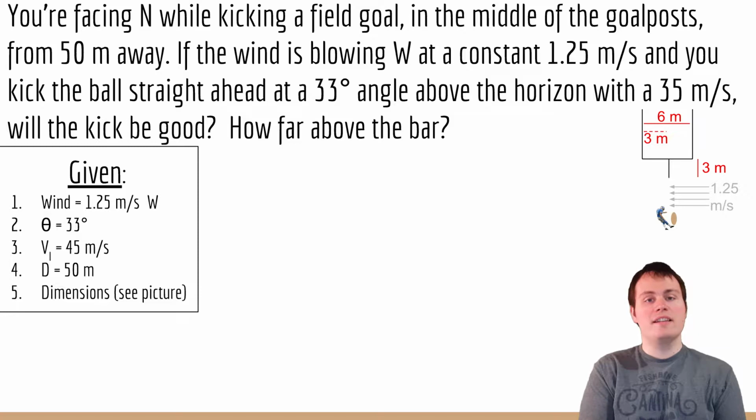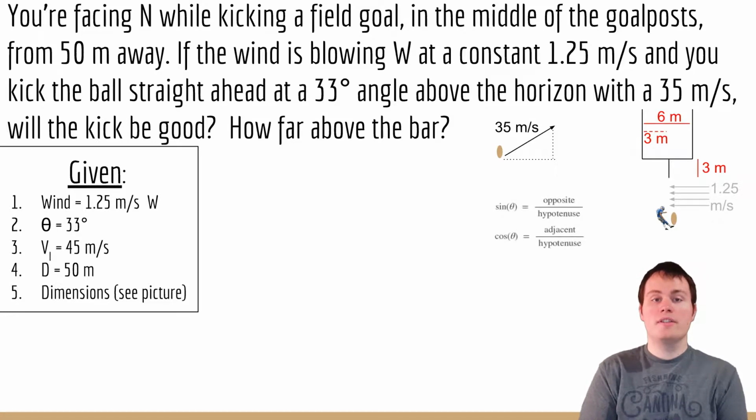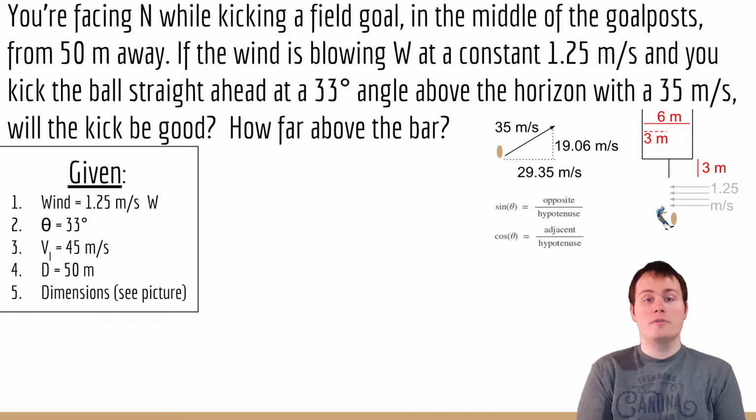And after that, the next big thing to do would be to try and figure out the components, because in this case we know the angle of the kick, and we also know the initial velocity with which it was kicked, so we can use that to find the x and y components. So with this one, the x component will be 29.35 meters per second, and the y component will be 19.06 meters per second.